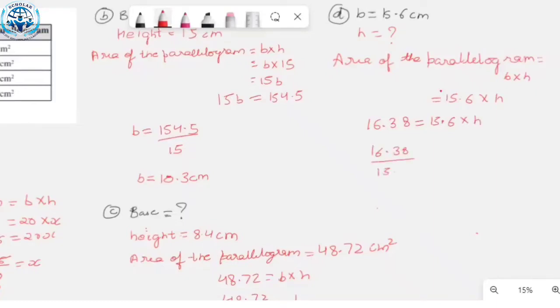16.38 upon 15.6 is the height. Removing the decimals, 10 upon 100, and solving, we will get the value of h. The value is 1.05 centimeter.